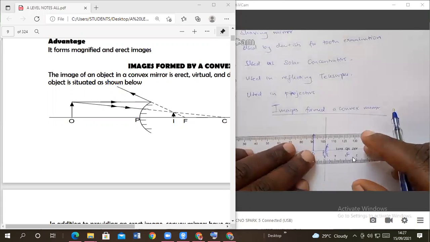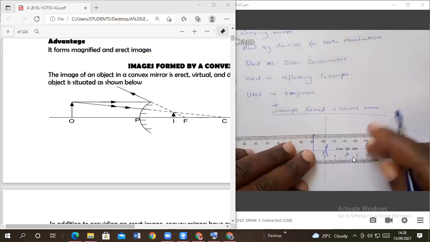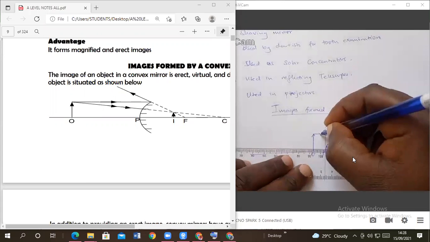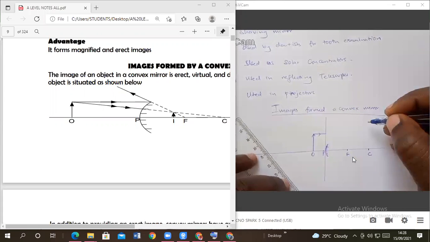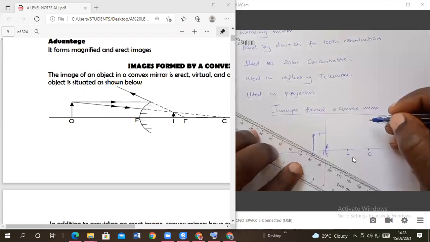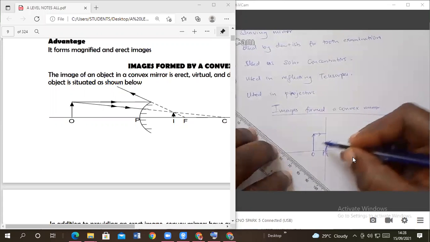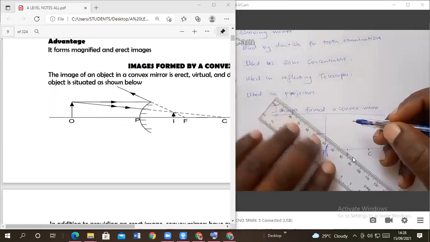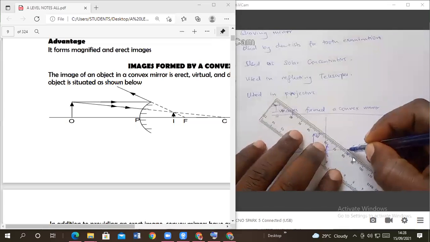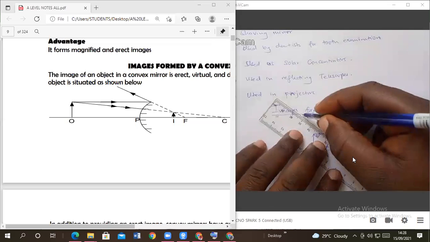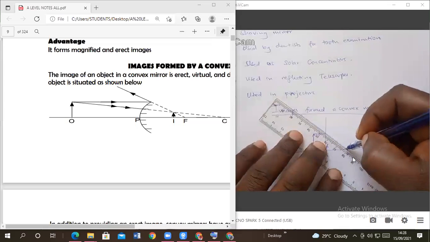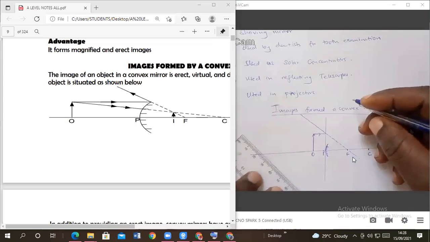Remember that there are three rays. The first ray is always parallel to the principal axis and comes from the top of the object. All rays come from the top of the object. That ray that is parallel to the principal axis, after reflection, will be diverged, but it appears as if it comes from the principal focus. Something like that.